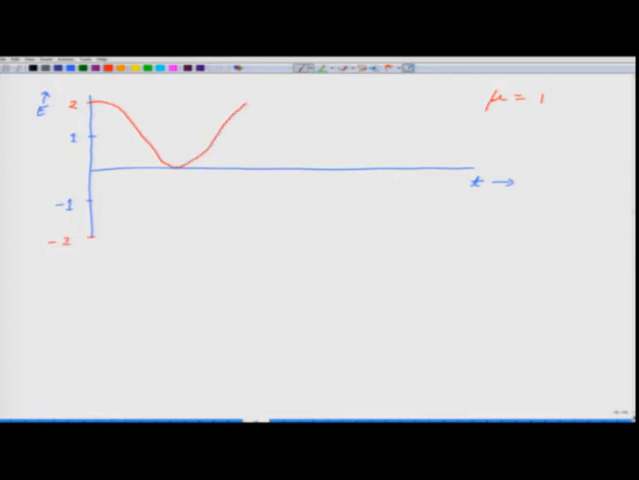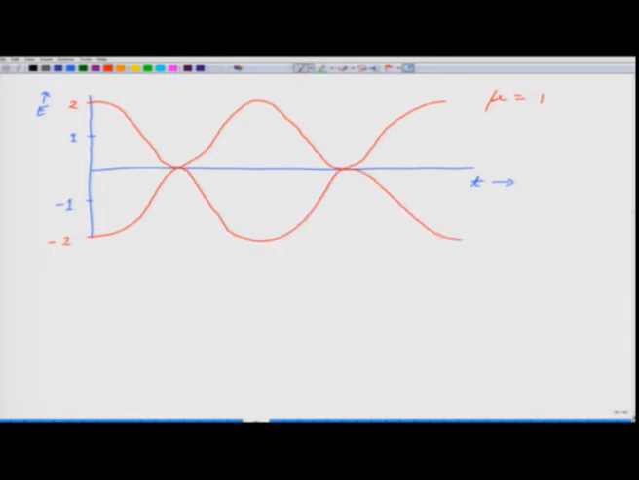To complete this discussion, let us see what happens when mu is equal to 1. Once again we draw on the y axis the electric field, x axis as time, and 1 is the amplitude of the carrier wave. On the negative side it is -1, and 1 is also the amplitude of our modulating wave. So the maximum will be +2 here and -2 here, and our modulating wave will now have maxima at 2 and minima at 0.